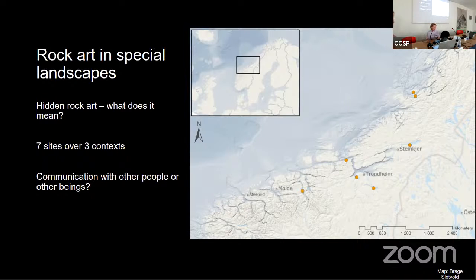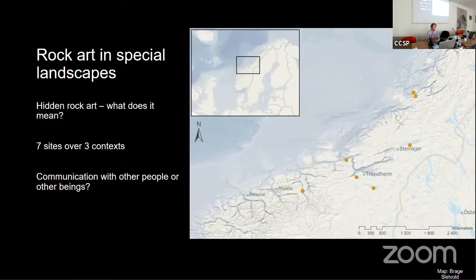And I wanted to have several contexts in order to illustrate the variation of this phenomenon. So I researched 7 sites in central Norway. As you can see on the map, I forgot to put the names on, but you can see the distribution here.